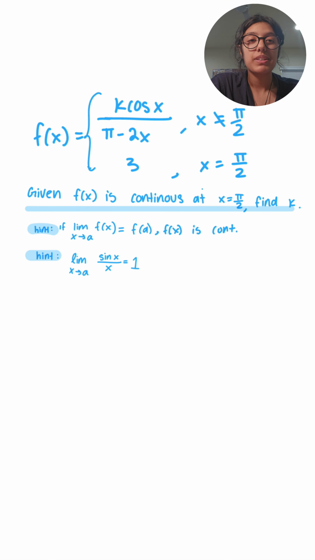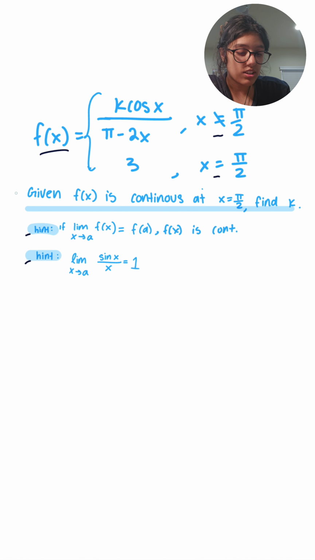Hey guys, today we're going to be taking a look at how we can solve this problem. So we know from the question that f of x is continuous. And from our first hint over here, we know that if the limit as x tends to a of f of x equals f of a, then f of x is continuous. In other words, if f of x is continuous, then this must be true.